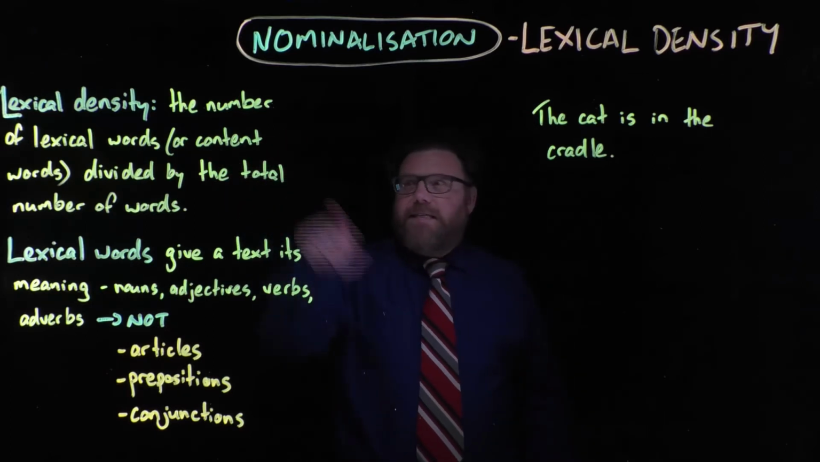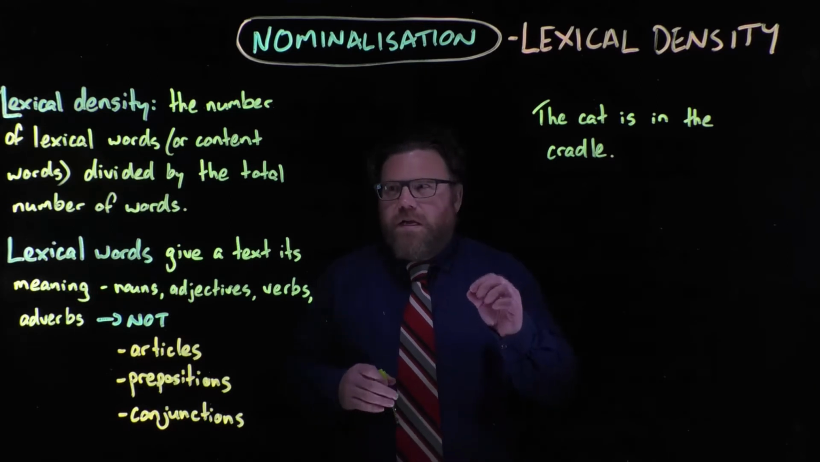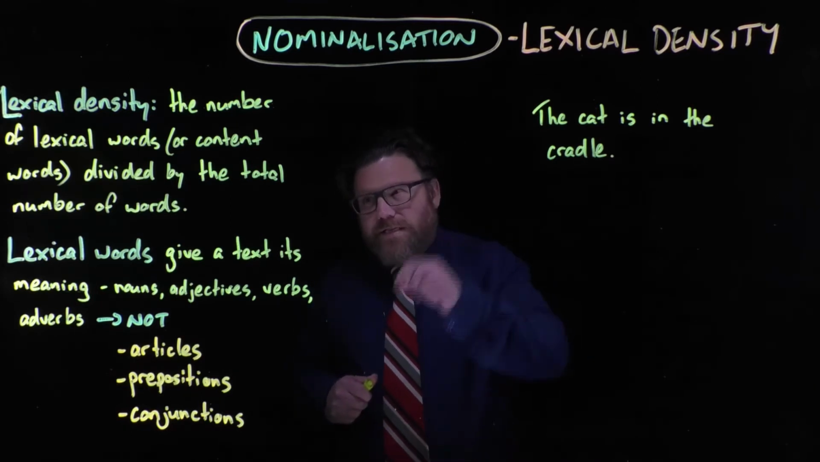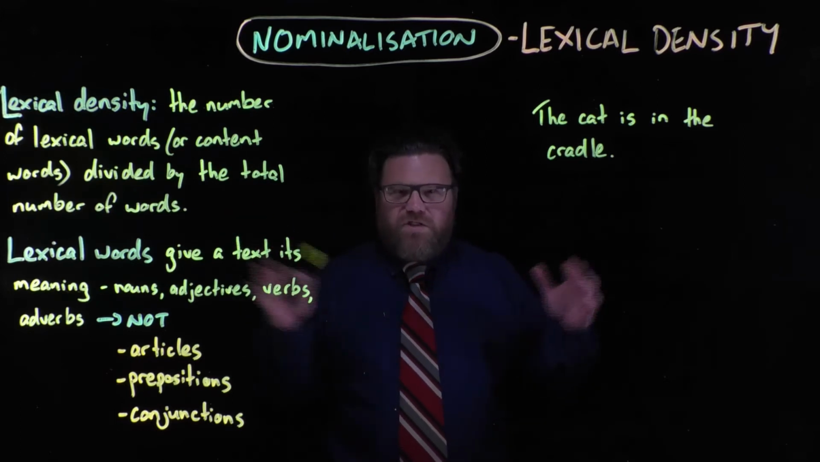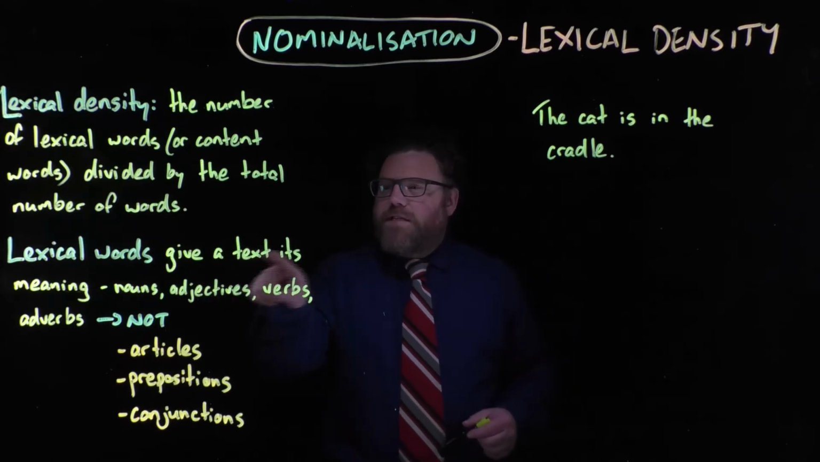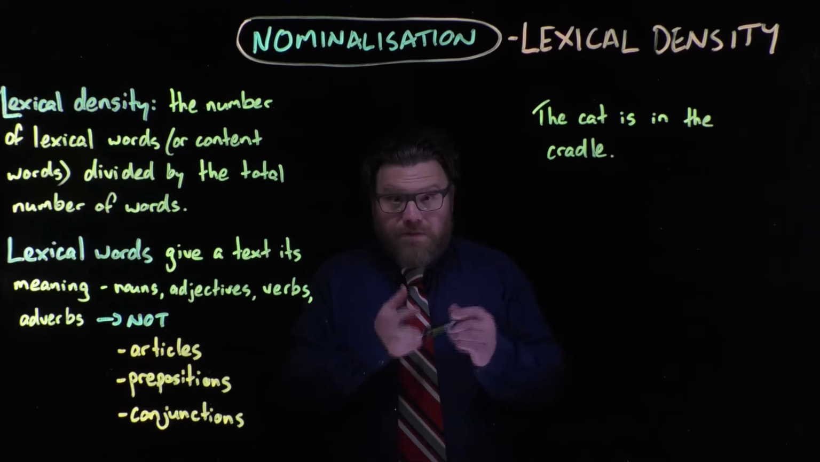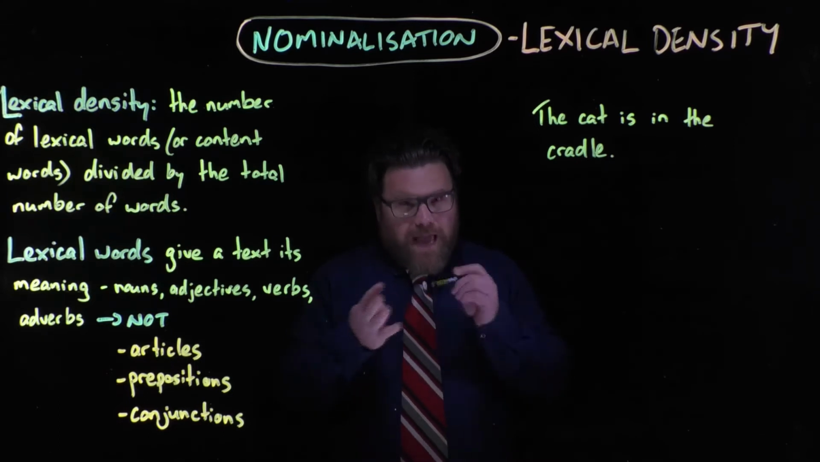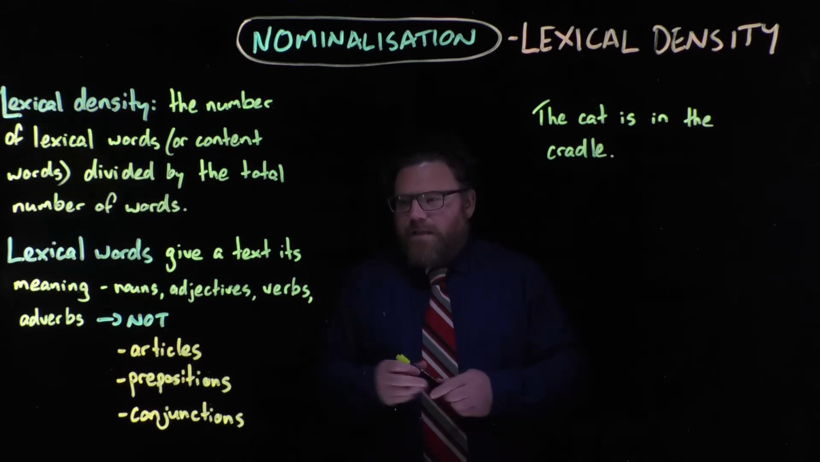Well, lexical density is the number of lexical words, that is content words, words that are linked to the content of the sentence, divided by the total number of words in a sentence or phrase or whole text. So, lexical words give a text its meaning. So they're the nouns, the adjectives that describe the nouns, the verbs and the adverbs that describe the verbs. It doesn't include all the other words.